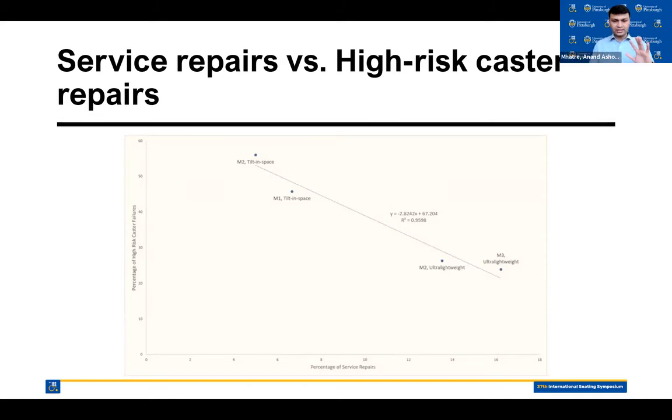If you look at servicing versus high risk caster failures, we see that there is a negative correlation. This graph is not the best resolution, but if you can look at this downward trend, that's what I wanted to point out to you. This is from hundreds of service repairs and high risk caster failures. We have also seen some of this in earlier studies that have looked at preventative maintenance. So we know that preventative maintenance is very important in order to avoid high risk caster failures.